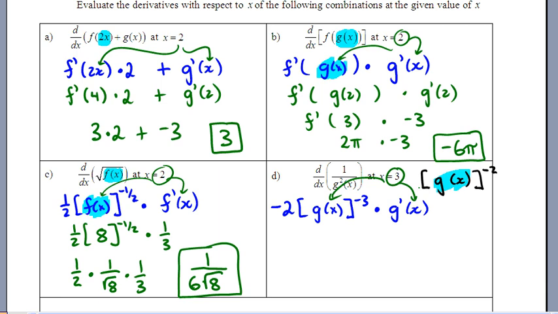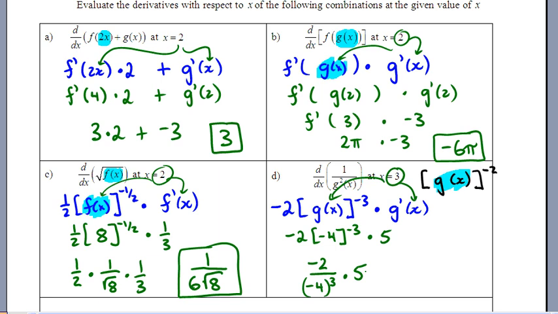Well, g of 3, just looking that up in the table, is a negative 4. And that's to the negative 3. And then g prime of 3 is a 5. This is going to be cubed and flipped upside down. We're going to have a negative 2, and then we're going to have this negative 4 cubed, and then a 5.